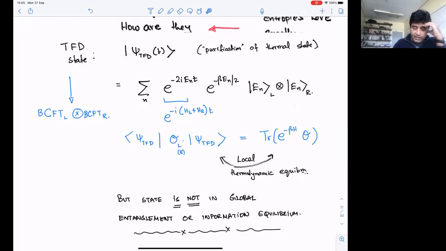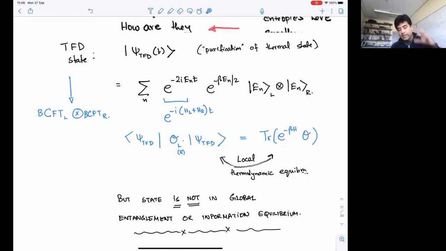And you can see clearly here that this is a non-trivial time dependent state. So it's a state which is not in equilibrium. It's not describing equilibrium physics. Nevertheless, one must keep in mind that if you take any set of local operators in either the left or the right CFT and you compute their expectation value in the thermofield double state, you recover the thermal expectation value.